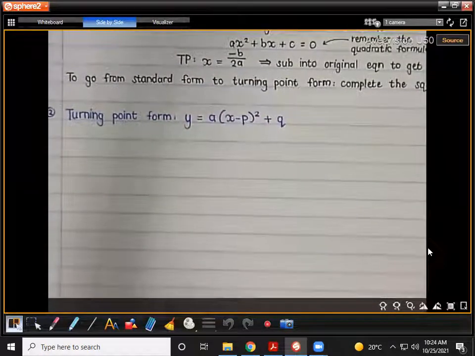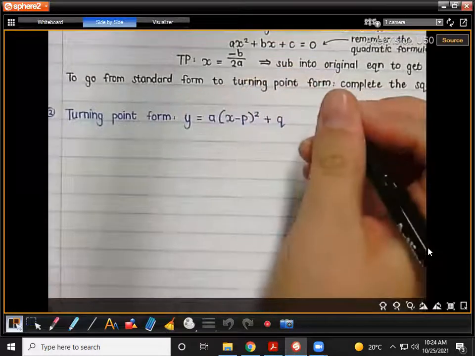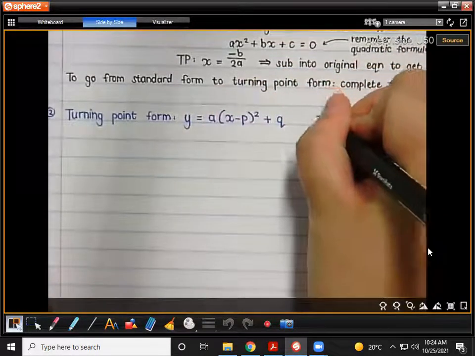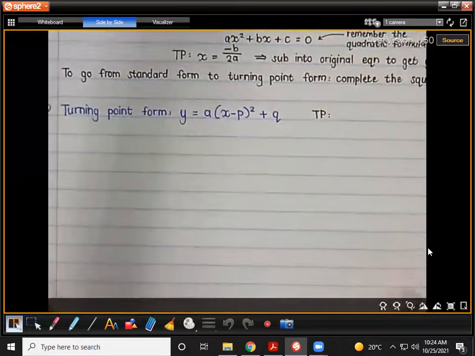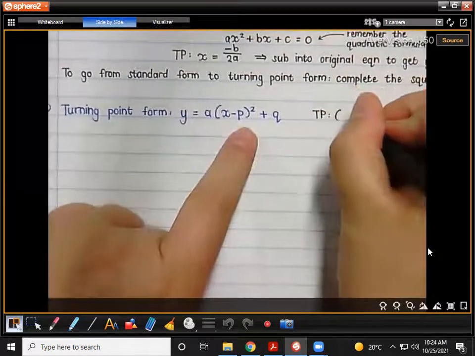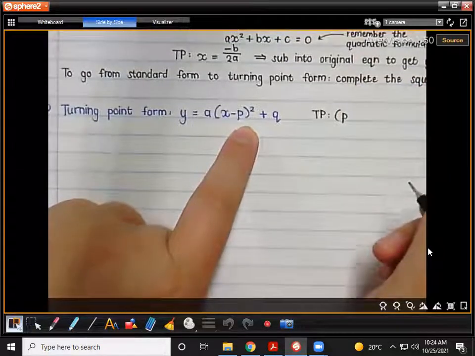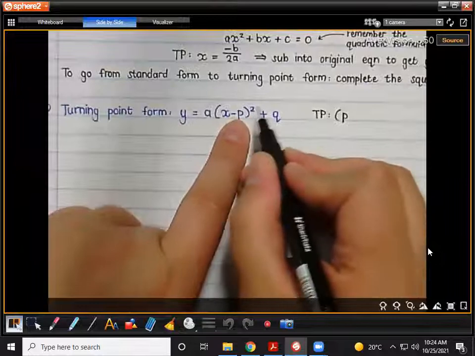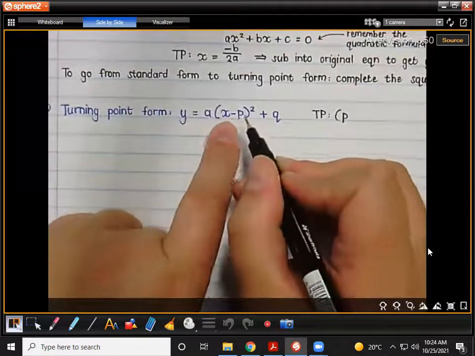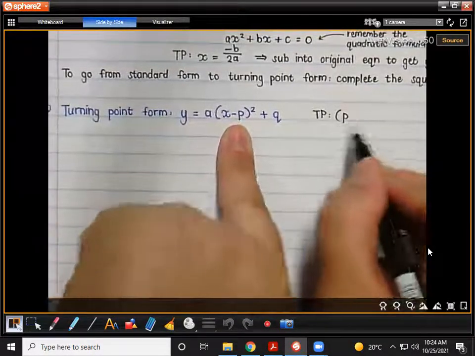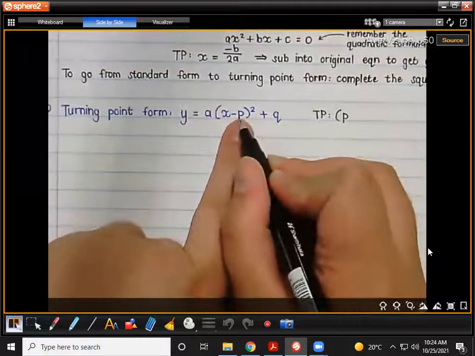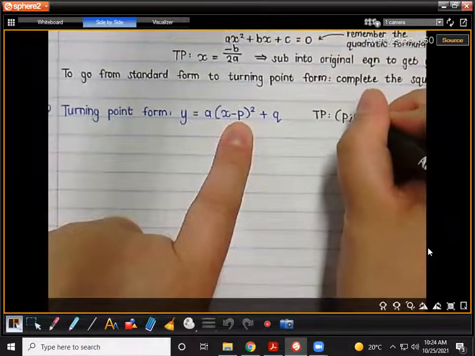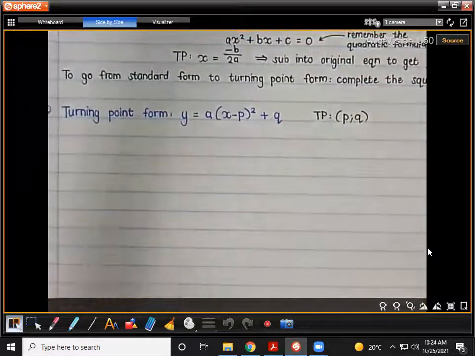So this is now what you need to remember. Let's write it on the side because it's the most important part. The turning point is always the same value that's in the bracket, but with a different sign. So if it's an x minus 1, your turning point is going to be 1. If it's an x plus 1, your turning point is going to be negative 1. So the sign in the bracket is always different to the sign in the actual point. And then q is your y value.